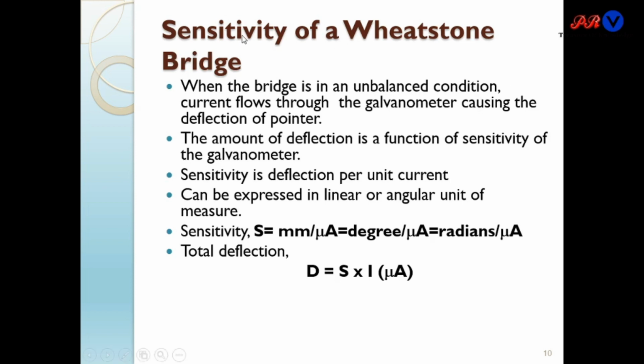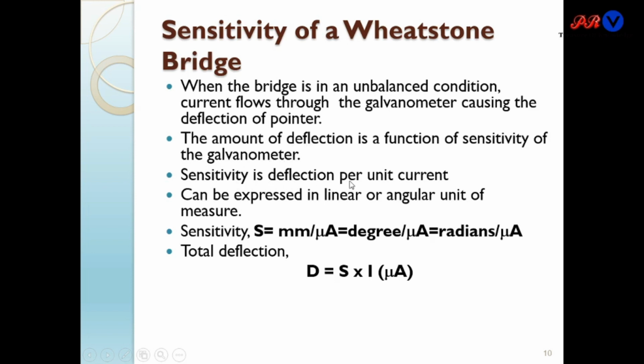Next is sensitivity of a Wheatstone bridge. When the bridge is in unbalanced condition, current flows through the galvanometer causing the deflection of the pointer. Because we are connected here with a galvanometer, when the Wheatstone bridge is unbalanced, there is some deflection of the pointer. The amount of deflection is a function of the sensitivity of the galvanometer. Deflection depends upon the sensitivity of the galvanometer.